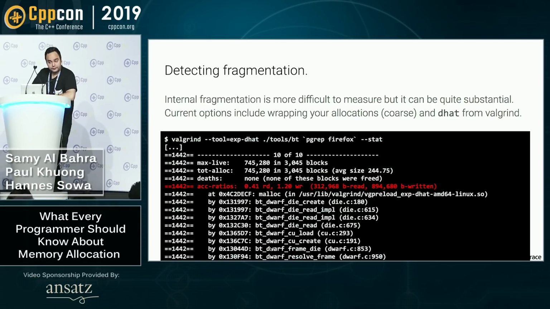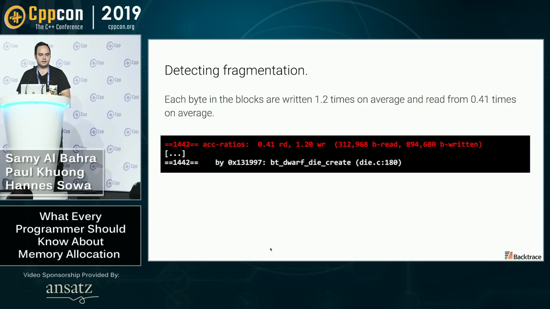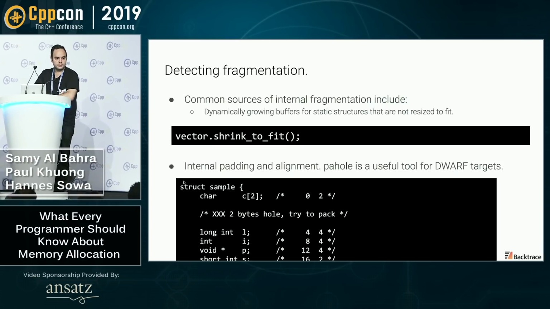Internal fragmentation is more difficult to measure, but it can be quite substantial. So the only options I know of today are wrapping malloc allocations, which is pretty coarse-grained, or DHAT from Valgrind. So over here, run DHAT on the backtrace debugger again, and DHAT tells us this particular allocation in this function: each byte in the blocks is written to 1.2 times on average and read from 0.41 times on average. This is saying that we are allocating a lot of memory and not using most of it, not reading most of it, and there's probably more digging to do.